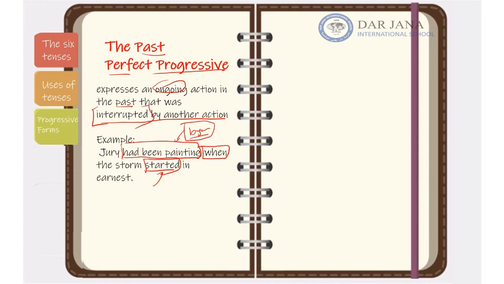So I can just show you on the timeline again. Okay, so that's the past. That's the had been painting. Had been painting. Okay, so it seems that it's a continuous action in the past. We don't know when it will end in the past, but we know that there's an action that is interrupting it at this time, a particular time here. So here's where this storm started.